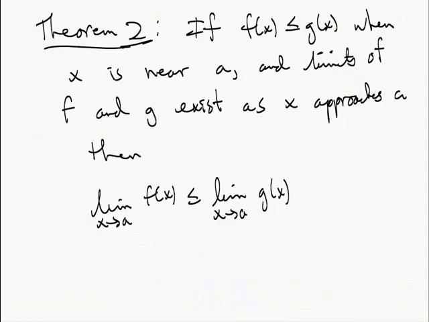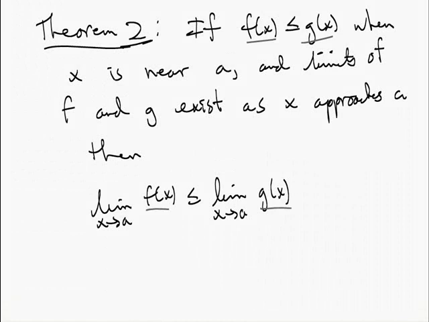A couple more theorems then to look at. Theorem 2 tells us that if we have two functions f and g, and f is consistently less than or equal to g, at least for values of x near a point a, and the limits of those two functions exist as x approaches a, well then the limit of the function f as x approaches a will be less than or equal to the limit of the function g as x approaches a. That makes sense since, again, f is consistently less than or equal to g, so the limit of f is going to be consistently less than or equal to the limit of g as x approaches a.